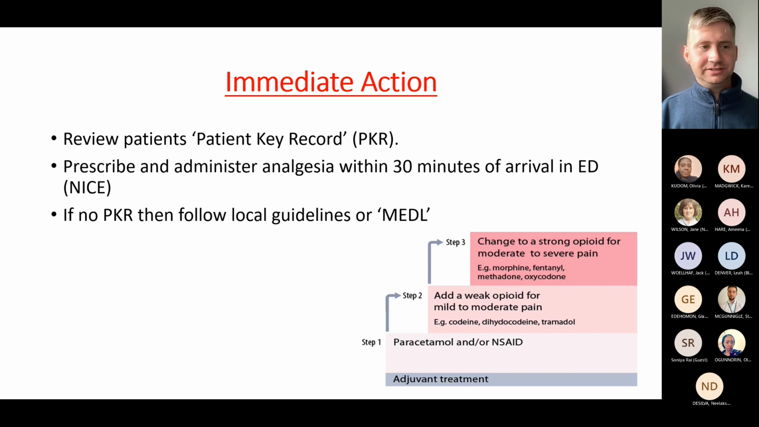So, immediate action that needs to be done. We need to have a look at their patient key record, and that should be available within easy reach, whether it's online, whether it's in a hospital passport type system, whether it's on Cerner, Epic, or whatever systems we use.